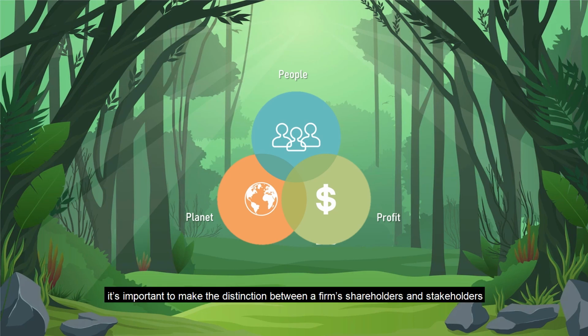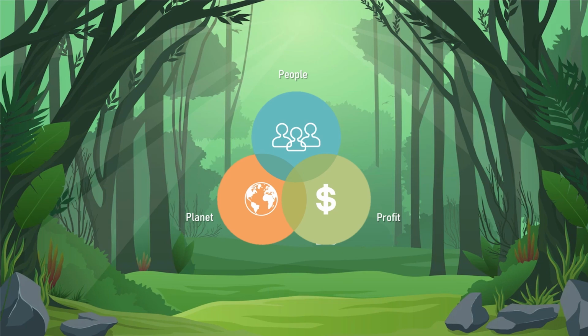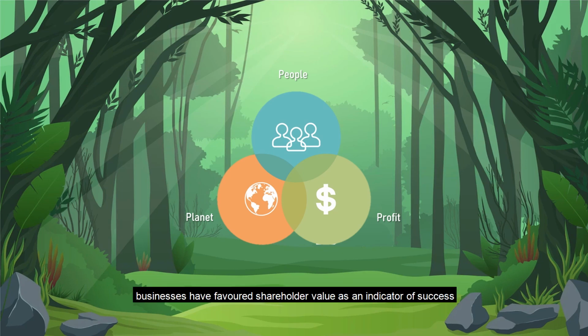It's important to make the distinction between a firm's shareholders and stakeholders. Traditionally, businesses have favored shareholder value as an indicator of success, meaning they strive to generate value for those who own shares of the company. The final component of the triple bottom line is concerned with making a positive impact on the planet.